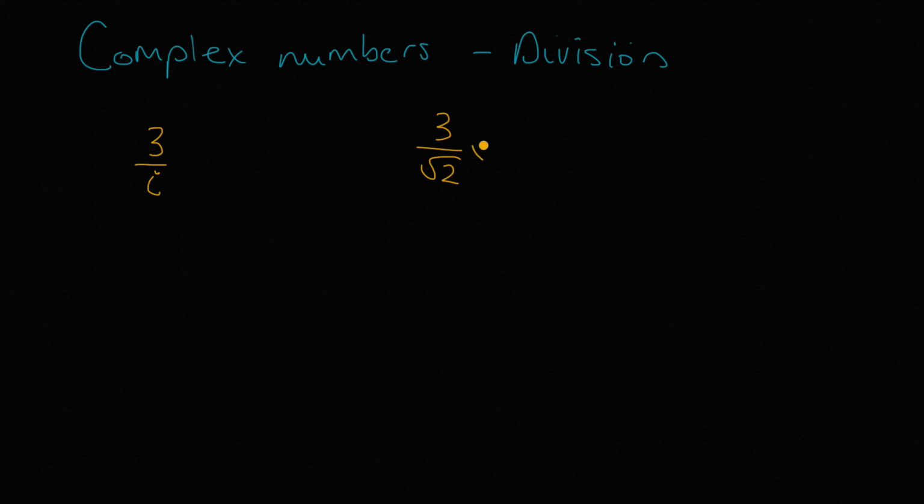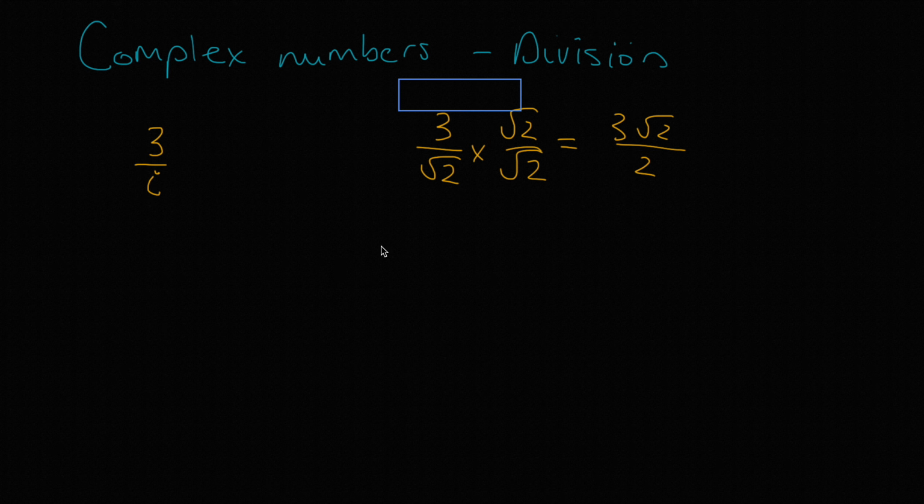To do that, we multiply by the square root of 2, the top and the bottom, and the result will be 3 square root of 2 divided by 2. You'll see the denominator now is an integer, which is not irrational anymore. So we want to do something similar for complex numbers. We want to rationalize the denominator.